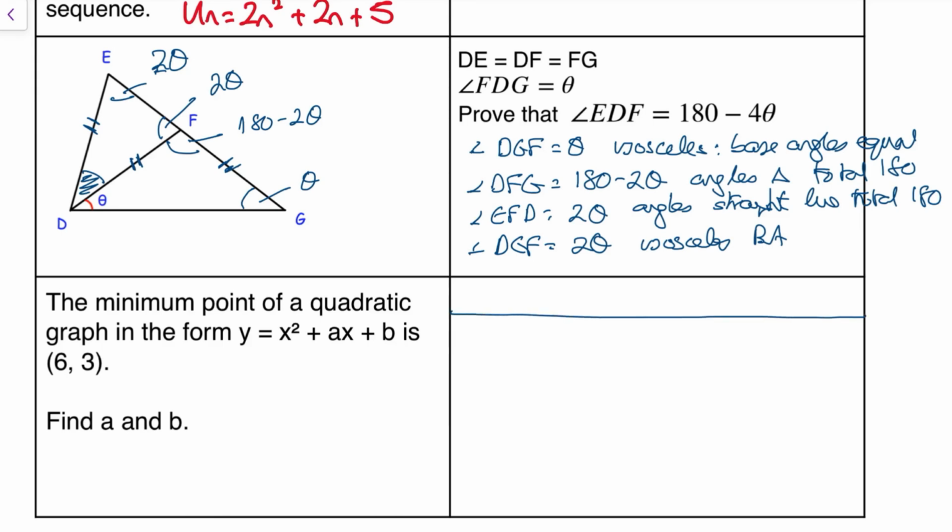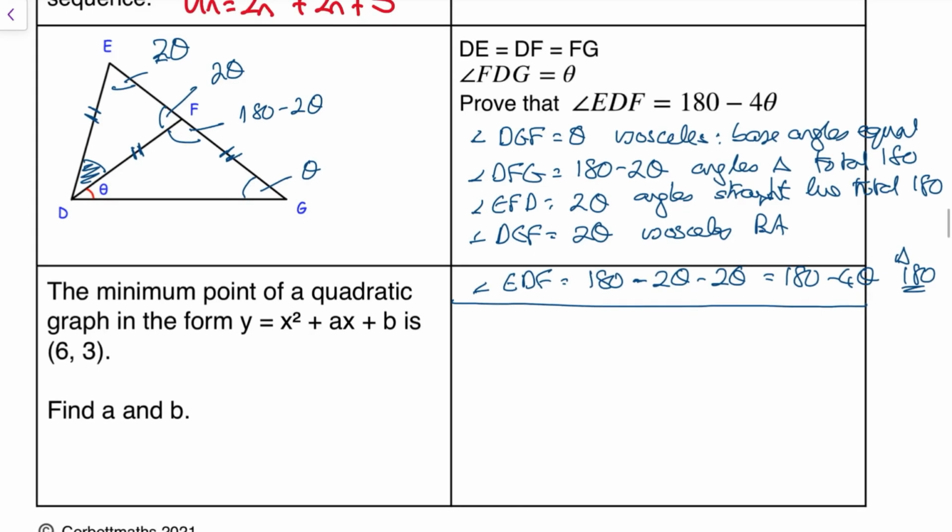Hopefully I've got some space below. So then finally, the thing that I need to prove is EDF is equal to 180 minus 2 theta minus 2 theta, which is equal to 180 minus 4 theta, because angles in a triangle total 180 degrees. Again, do not do what I've just done where I'll just write this. You need to write total 180, base angles are equal, etc. Either way, question done, sort of. Next question and final question today.